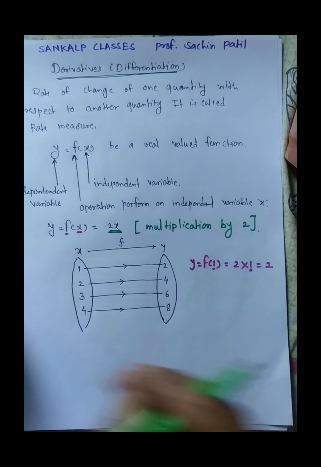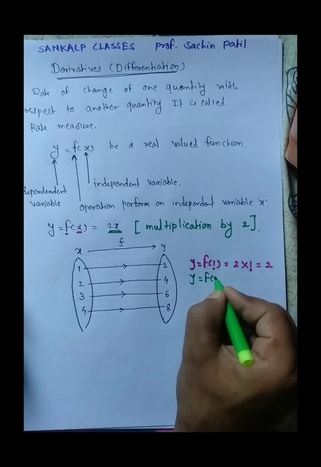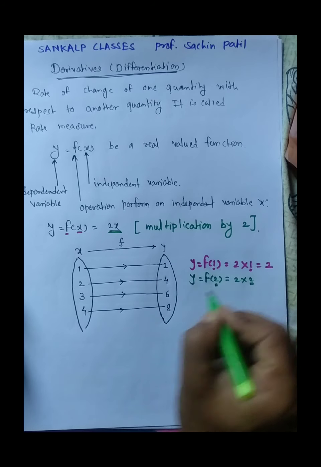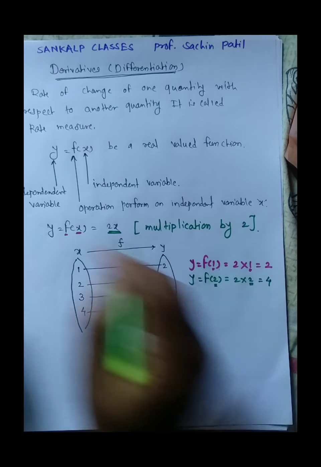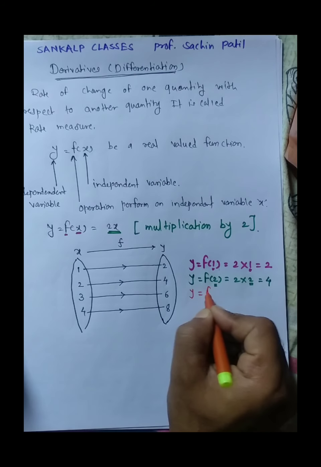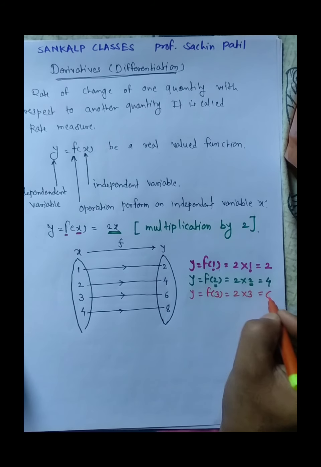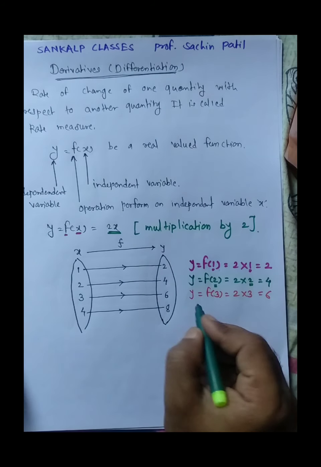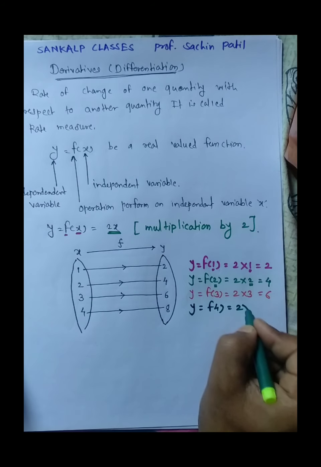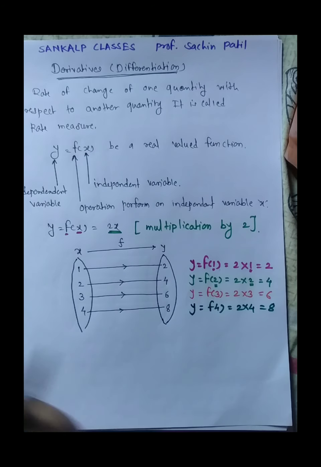How are those values calculated? For y is equal to f of 2, you will get 2 into 2. That means you put x equal to 2, and you get the value 4. If you put x equal to 3, then you will get 2 into 3, that is 6. If you put x equal to 4, then you will get 2 into 4, which is equal to 8. And those are the different values related to x.